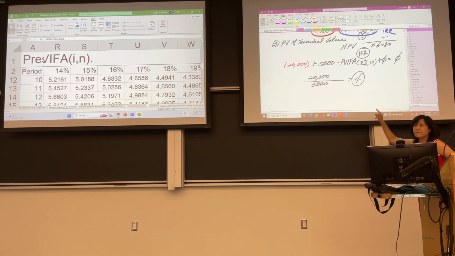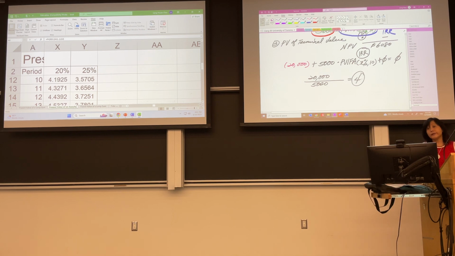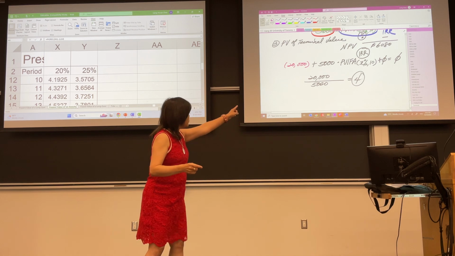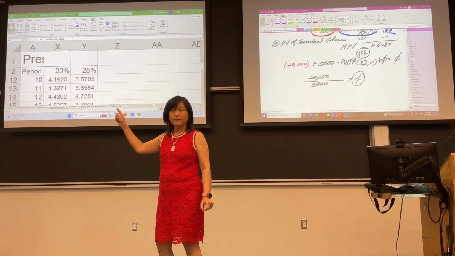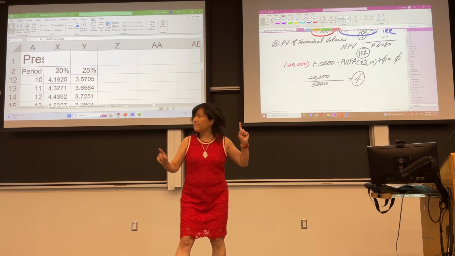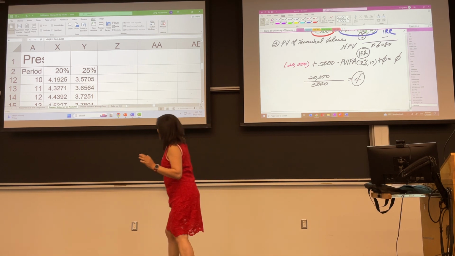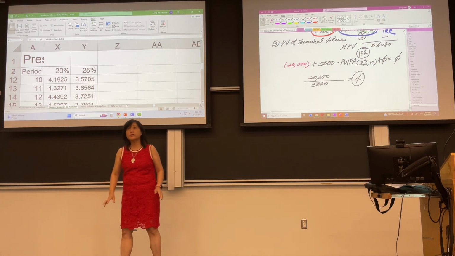Now, I have to find 4 to find my interest rate. So I keep going until I see 4. No 4, no 4. Okay, so here's some 4s. You get stuck. At 20%, the interest factor is not 4, it's 4.1925. At 25%, it's 3.5705. So I think 4 is between these two, but it's closer to 20% rather than 25%.